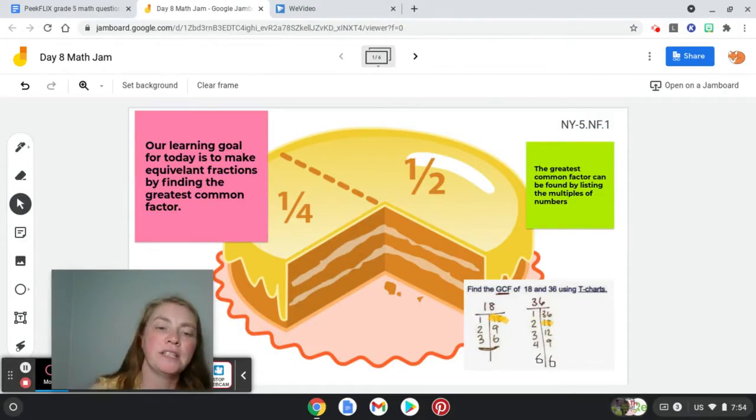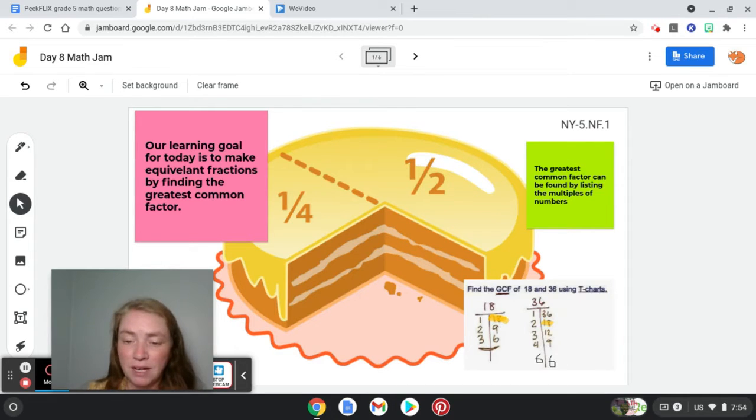Okay, so our learning goal today is to make equivalent fractions by finding the greatest common factor. Okay? The greatest common factor can be found by listing the multiples of the numbers that you're trying to reduce in your fraction. So the example that's on the screen is between 36 and 18, and we're using a T-chart. So a T-chart just basically will tell you which factors multiplied by each other will equal that top number.